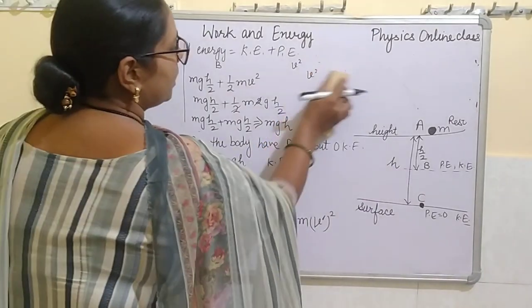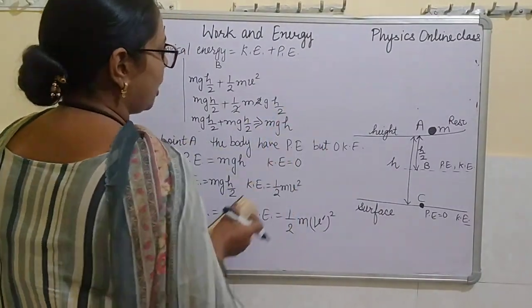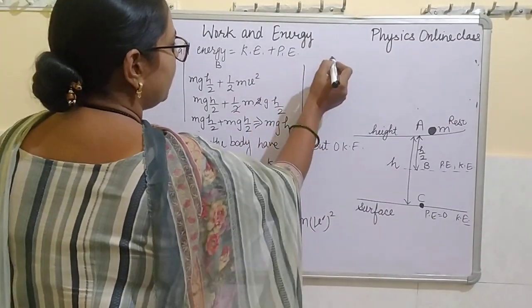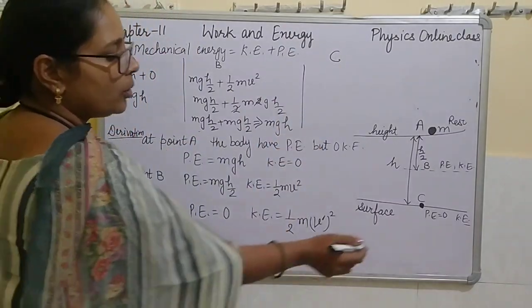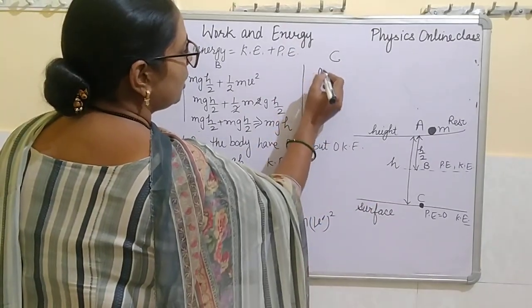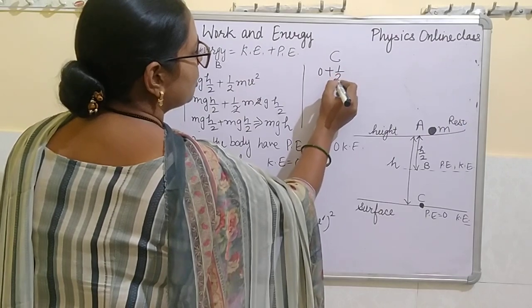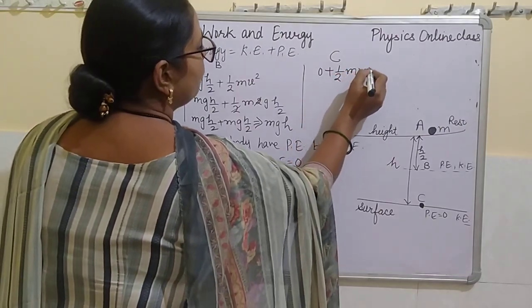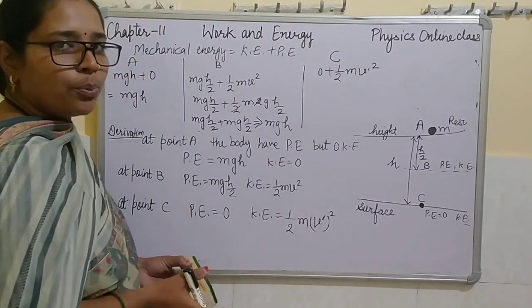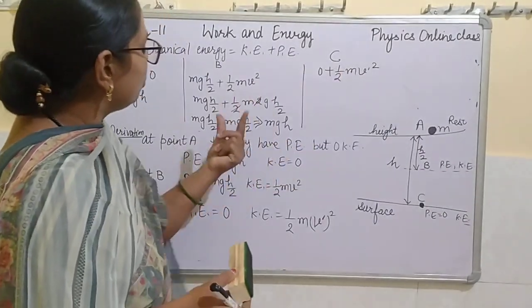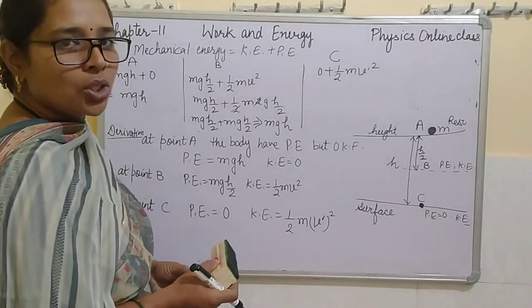Now one more point is there. Let's discuss about that point also. At point C, what will be the total energy? Potential energy is 0, but kinetic energy is half mv dash square. Can we prove that this energy also comes out to be mgh?